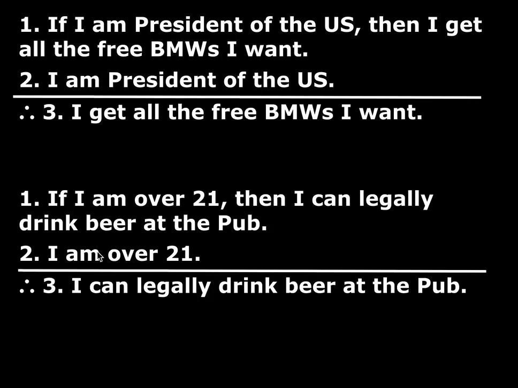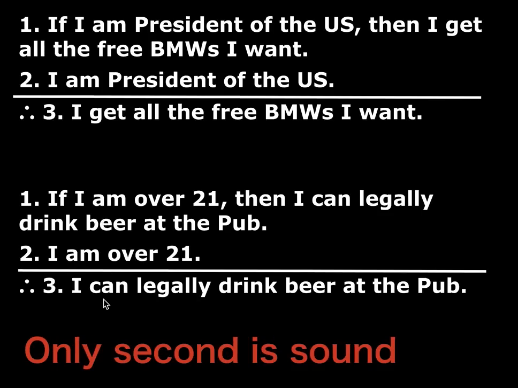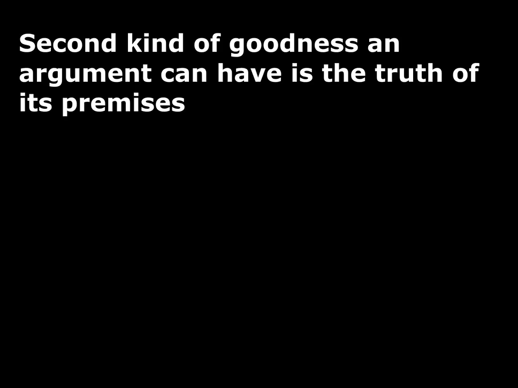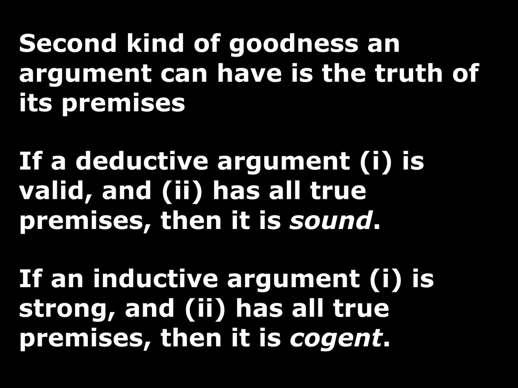But the type of goodness this one has over this one is that not only is it valid, because they're both valid, but only the second one is sound, right? It's valid and all of its premises are true. So this is the second type of goodness, and here's our definition. If a deductive argument is valid, that's test 1, and it has all true premises, test 2, then it's sound. For an inductive argument, if it passes the first test, if it's strong, and it has all true premises, then it's cogent.